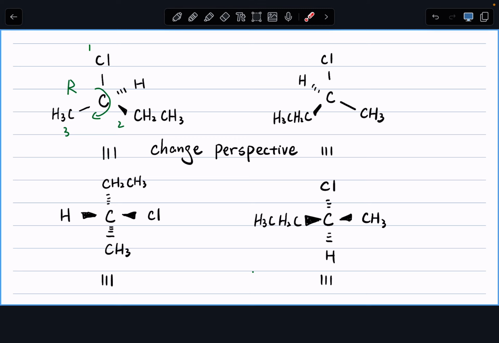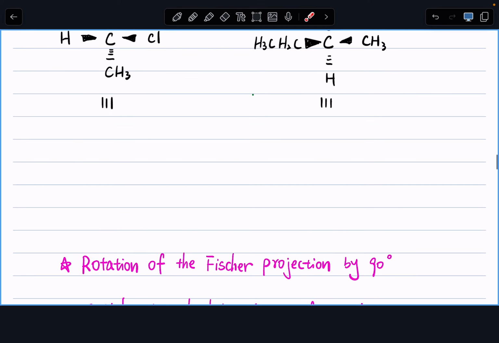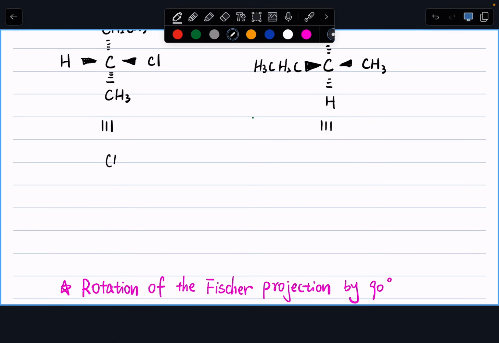And then when we draw the Fischer projection on the paper, we draw it like this. On the top, you have CH2CH3. On the bottom, you have CH3. And then on the left, you have hydrogen. On the right, you have chlorine.